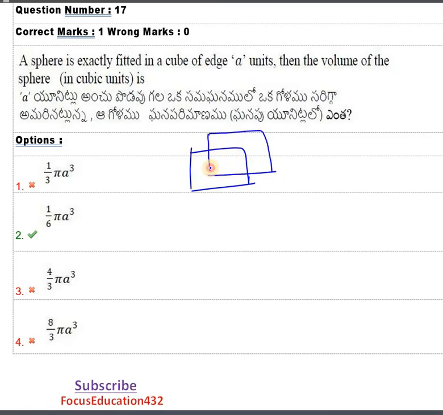In this cube, what is fitted exactly? Somewhere inside, a sphere is fitted. The sphere is exactly fitted, which means the edge is A: this side is A, this side is A, because in a cube all sides are equal. To understand simply, we have a sphere whose diameter is A. That is what we have to understand.